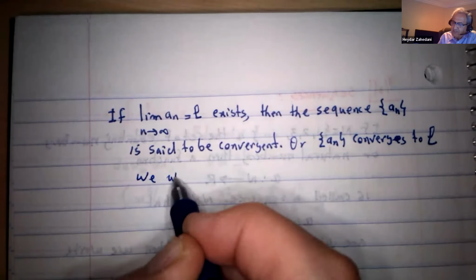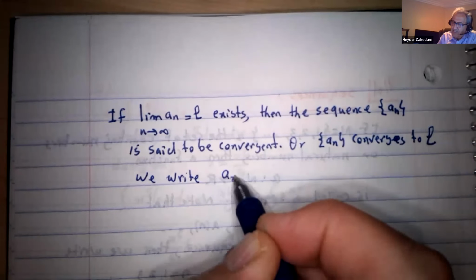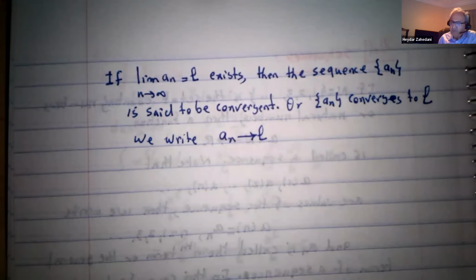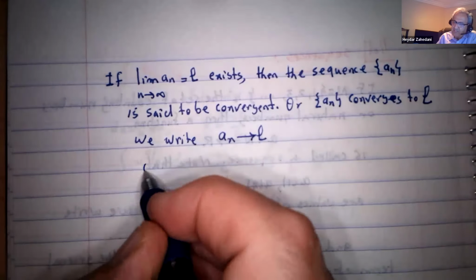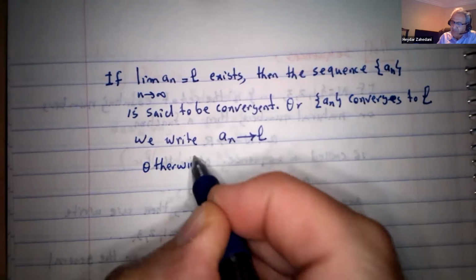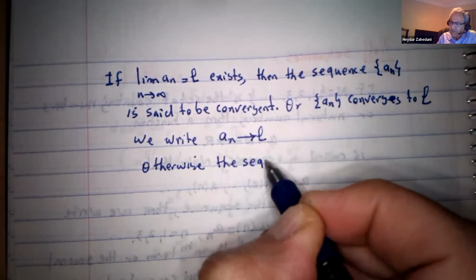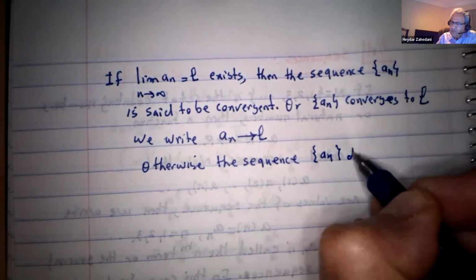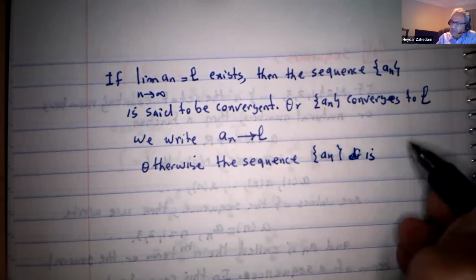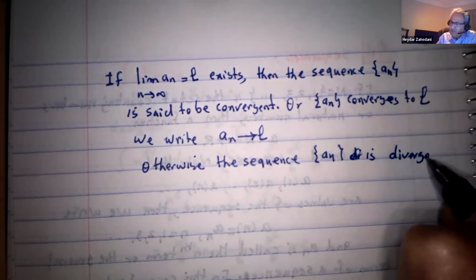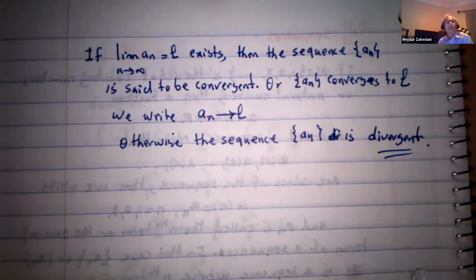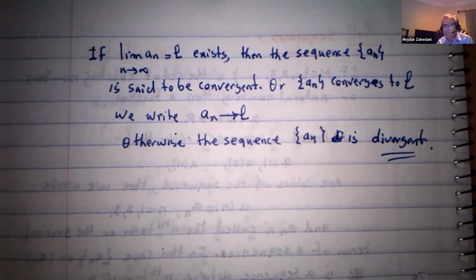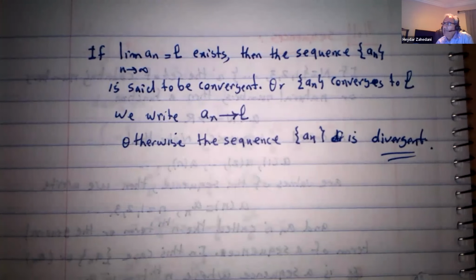And sometimes we write a_n converges to L. If you write this one, everybody understands what you are talking about. Otherwise, if you cannot find that limit, the sequence a_n diverges, is divergent. So divergent means you cannot find the limit. Convergent means there is a limit, okay? So this means when n is getting bigger and bigger, the a_n's are getting closer and closer to L.